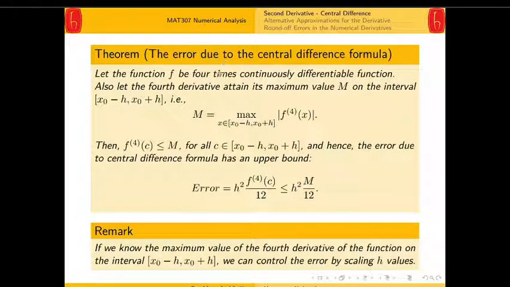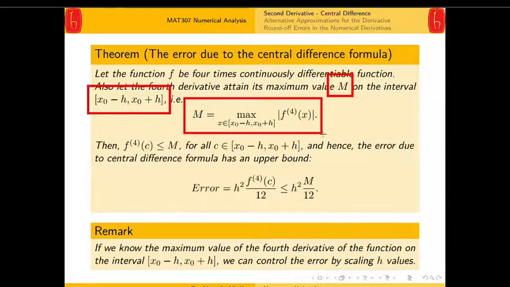So we will find an error bound for the central difference formula. For that, we assume the function f is a four times continuously differentiable function, and we also assume that the fourth derivative attains its maximum M on the interval x naught minus h to x naught plus h. So on this interval, the fourth derivative of the function f will be attaining the maximum value M. Mathematically, we can rewrite this phrase like this equality.